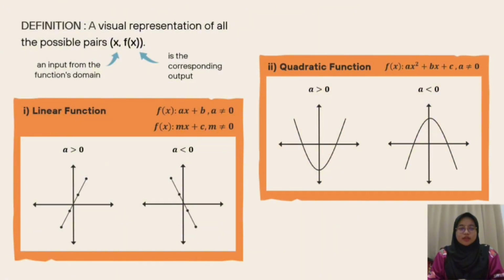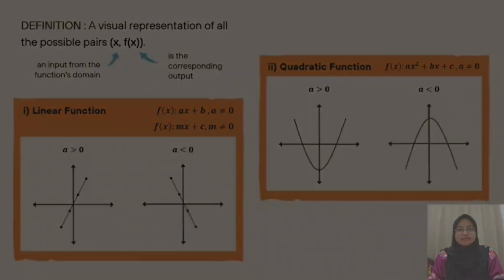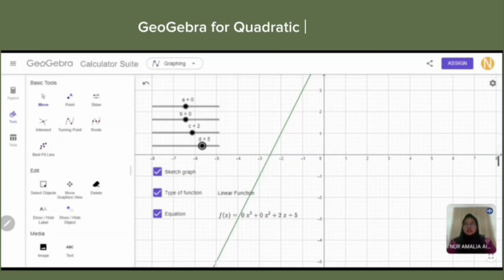Next, let's have a look at the quadratic function. Quadratic functions are polynomial functions of degree 2, and they have the general form of ax squared plus bx plus c, where a, b, and c are constants and a is not equal to 0. The graph of a quadratic function is a parabola which can open upwards or downwards depending on the sign of a. So a quadratic function has a degree of 2.